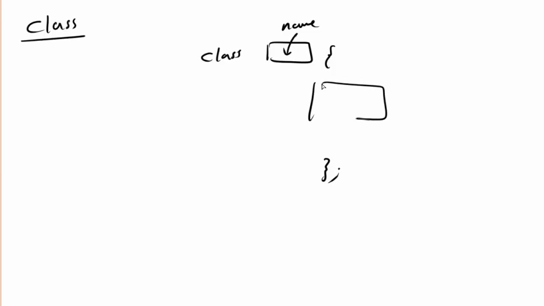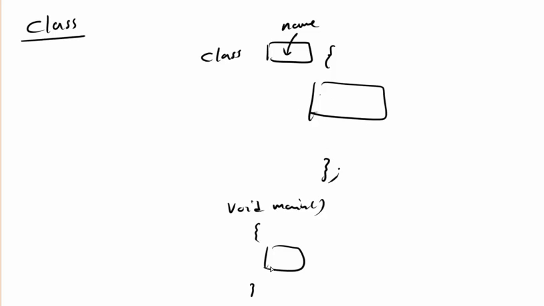Okay, now we need to write a declaration of class. You must write this keyword class and any name of your class. Choose any name. And here will be the body of the class. And here's your void main, and you write your program here, okay?